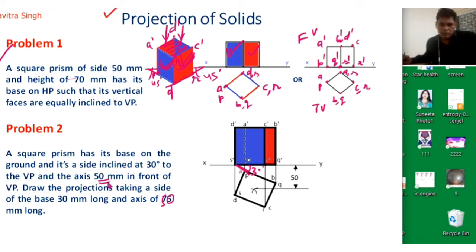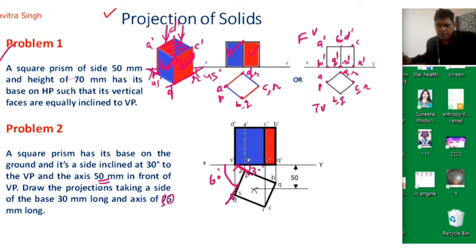Okay, so this is inclined 30 degree with the vertical plane. So suppose this is 30 degree, then this is 90 degree, then this will be 60 degree. So this line is making 60 degree angle. So in the first case, both angles were same, 45 and 45, but in the second case, this is 60 degree and this is 30 degree.